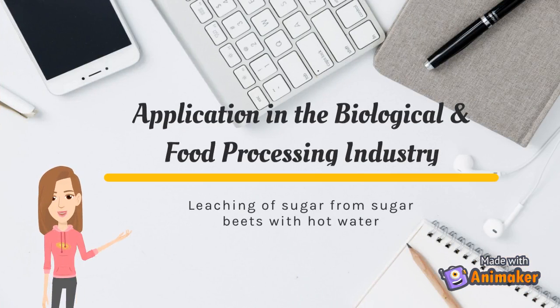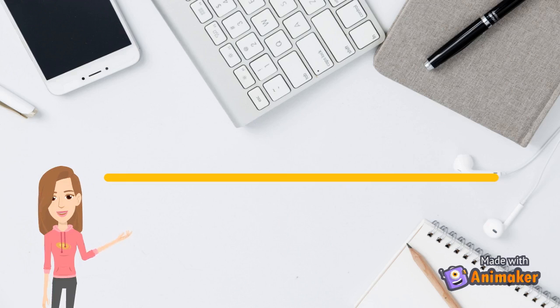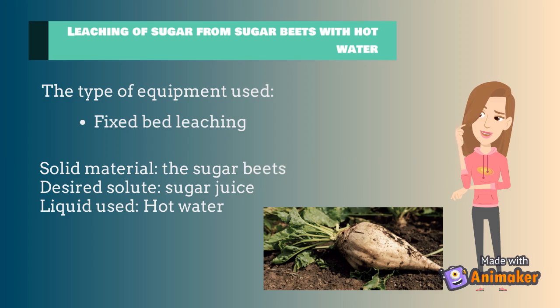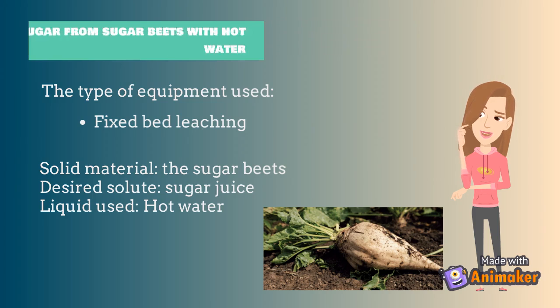Now, we will discuss the application of leaching in the biological and food processing industry. The type of equipment used for leaching of sugar from sugar beets is the fixed bed leaching. In the leaching process, sugar beets are the solid materials. The desired solute that we want to extract is the sugar juice. Both of these are in contact with the liquid solvent, which is the hot water, for leaching to occur.